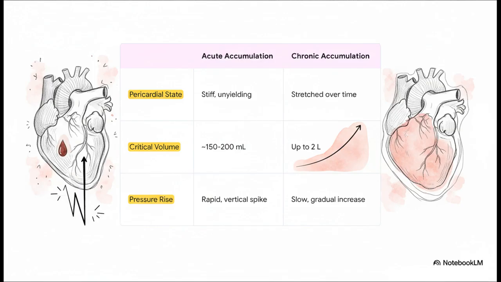Now contrast that with a chronic process, like a cancer-related effusion that builds over weeks. The pericardium has had time to stretch, to remodel. It can accommodate huge volumes, sometimes up to 2 liters, before it finally hits that same breaking point.